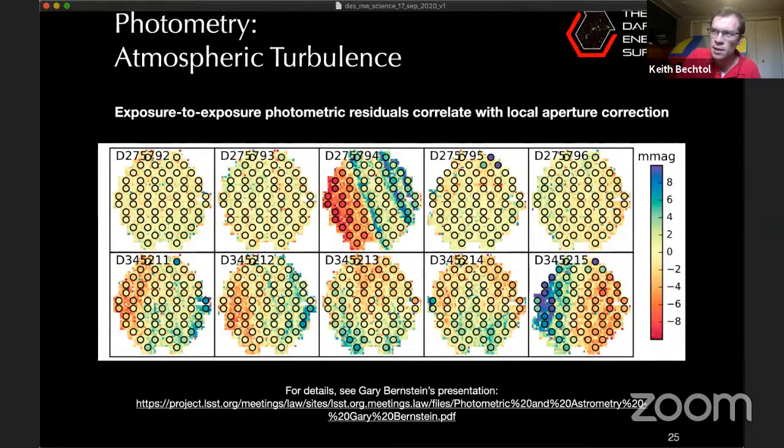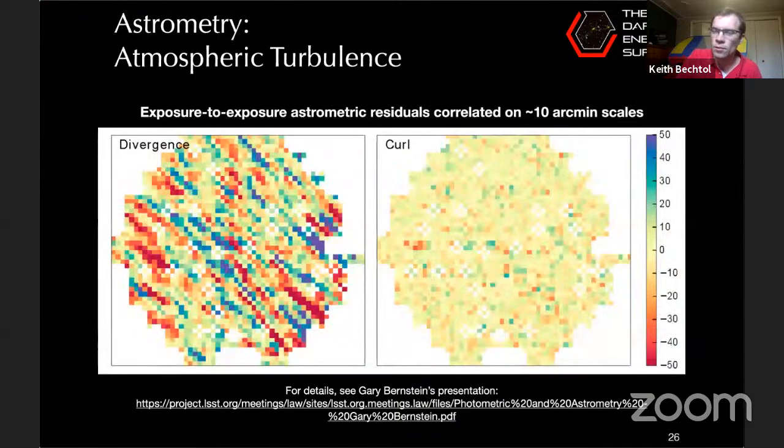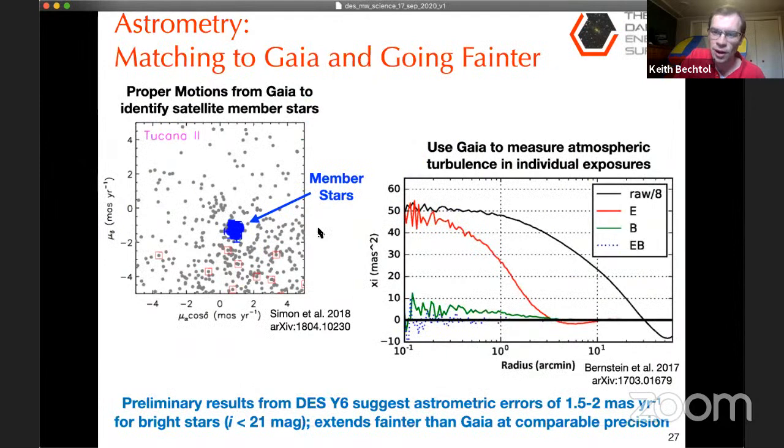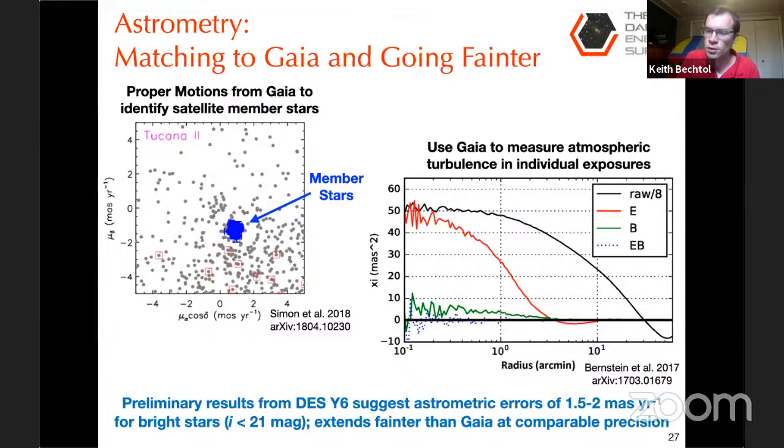So it's effectively the same processes that are giving rise to both these photometric and astrometric residuals. But the neat thing is that these residuals are correlated on about 10 arc-minute scales, and there's a lot more information about this. If you're interested in these technical details, I really would recommend looking at Gary Bernstein's presentation from the Rubin Observatory Algorithms Workshop. But you can use the fact that you have these correlations on 10 arc-minute scales to basically model these atmospheric variations from exposure to exposure.